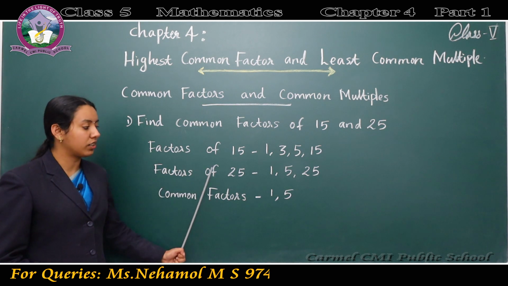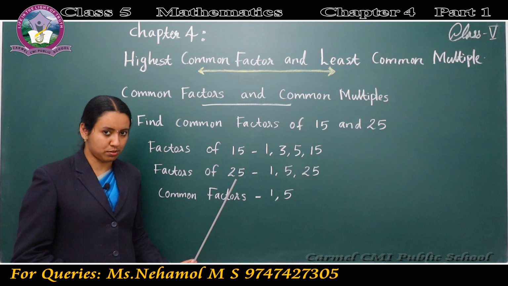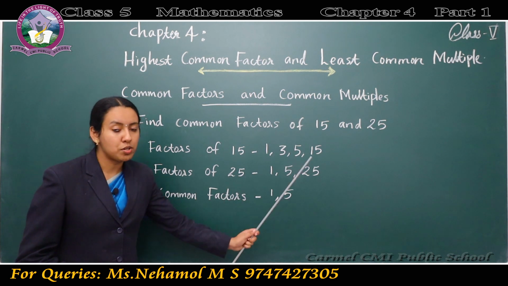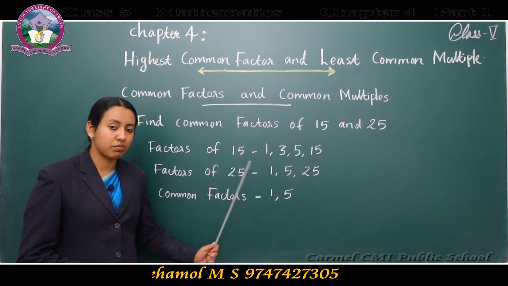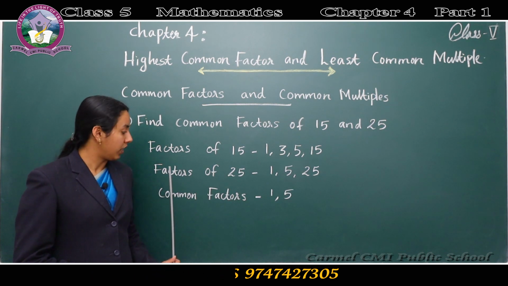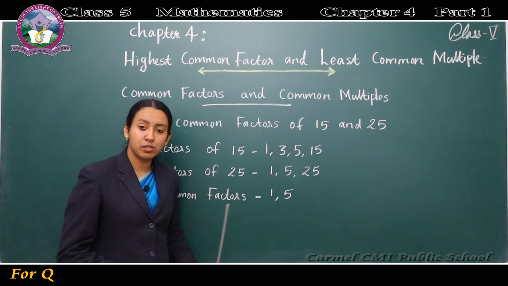Then, which are the factors of 25? We know that 1 into 25 is 25, so 1 is a factor, 25 is a factor. Also, 5 5s are 25, so 5 is also a factor. Factors of 25 are 1, 5 and 25.